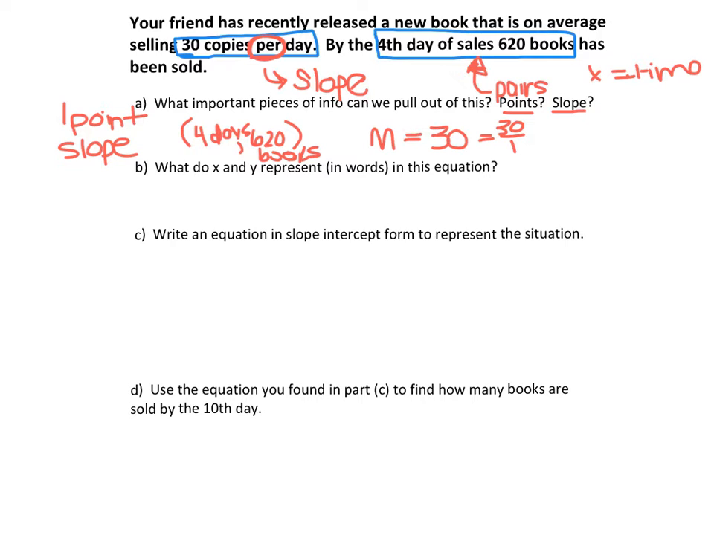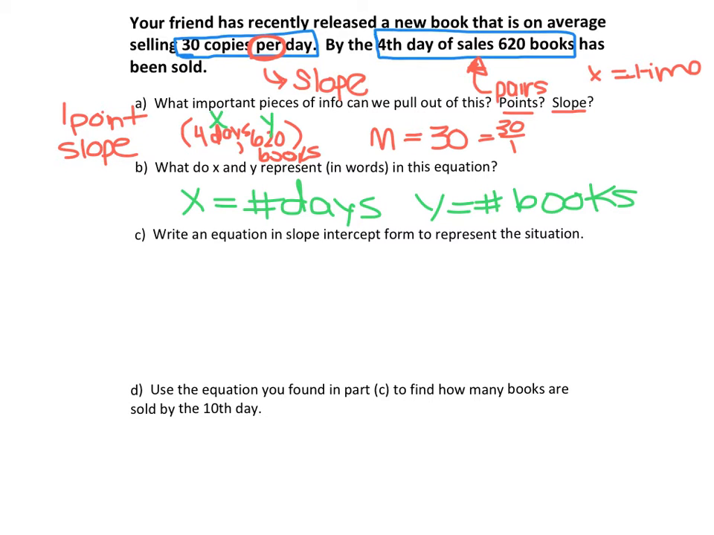Now from here, my next step is to decide what x and y represent. Well, remember, I have a point up above here, and the first part of my coordinate is my x value, and the second part is my y value. So I can see here that x is equal to 4 days in my point, so x represents the number of days. And then here, y represents the number of books.